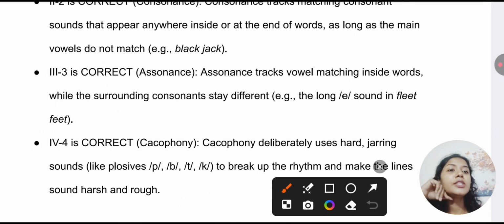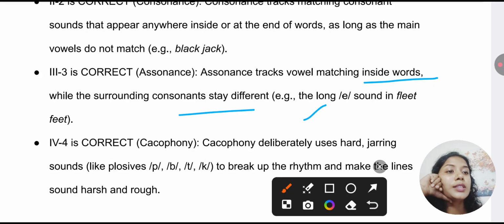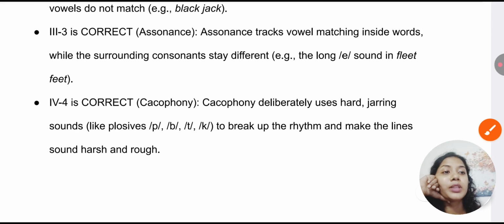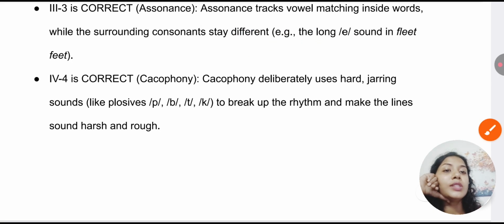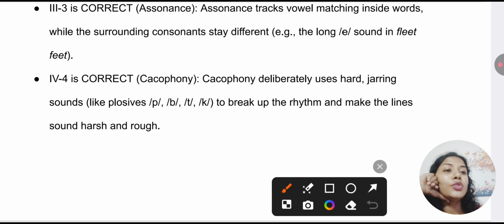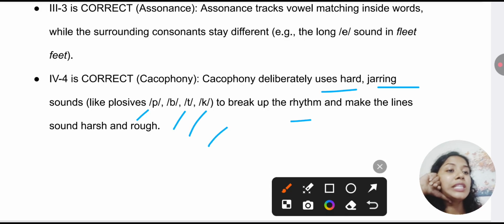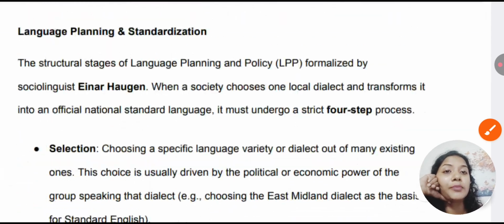So assonance tracks vowel matching inside the words, and while the surrounding consonants stay different, that is the long e sound in fleet and feet, the long vowel, like when we use the double vowel sound. Cacophony deliberately uses hard, jarring sounds like the plosives p, b, t, k to break up the rhythm and make the lines sound harsh and rough. So remember everything.